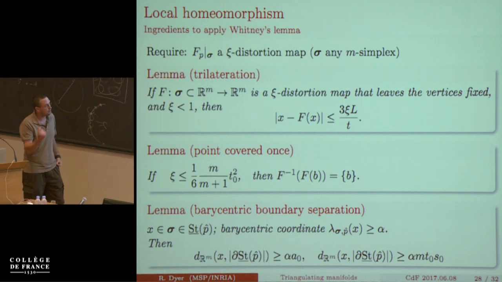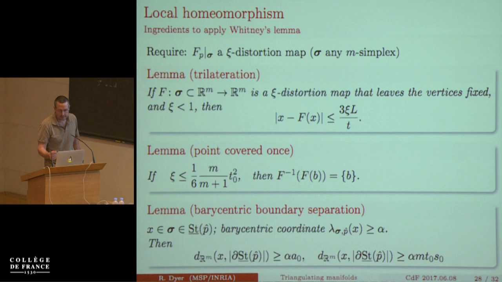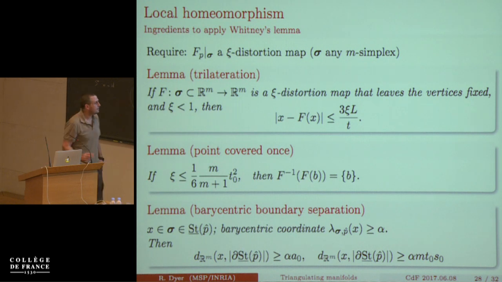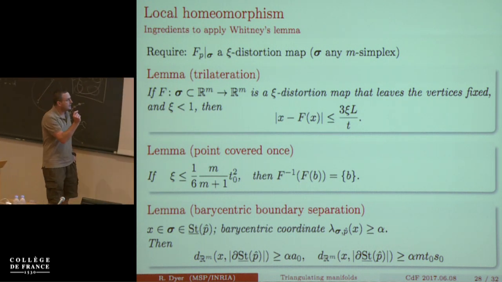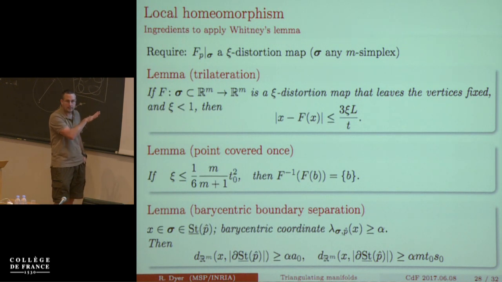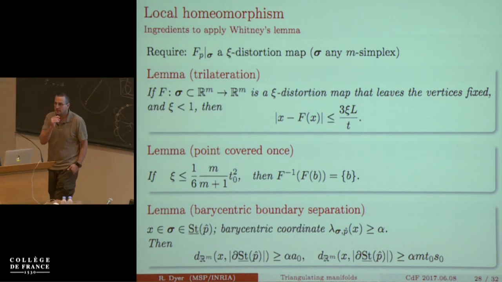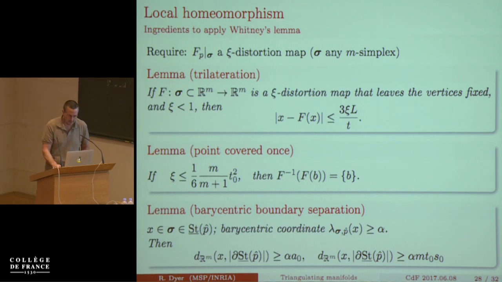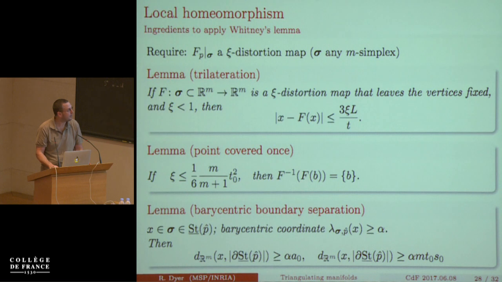We use the metric distortion to show that there's a point B. We just take the barycenter of the largest simplex. The other important thing is that if I have a point in a full star in the Euclidean space, then it can only be so far from the boundary.